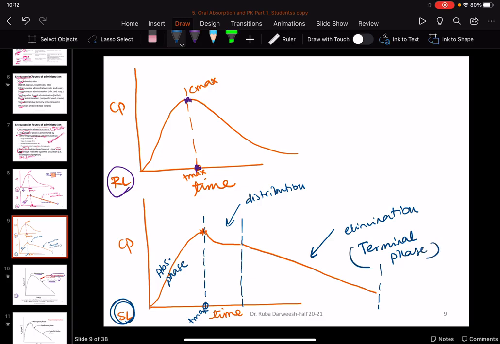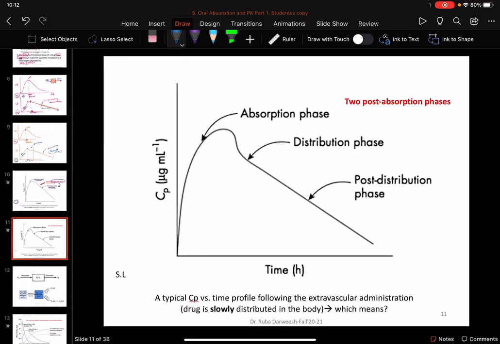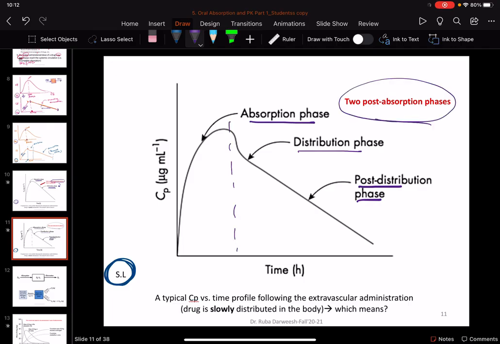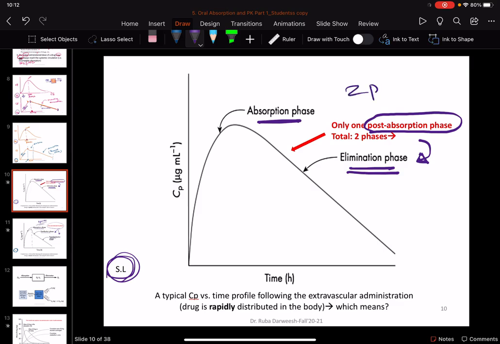Again, this is similar to whatever you have in here, on a semilog profile, and we have the absorption phase, the distribution phase, and again, either the post-distribution phase or the elimination phase. If we are talking about post-absorption phases, you have two, one related to distribution and one to post-distribution. The total phases that you have here is 3 phases, and the total phases that you have here is 2 phases, right? And why do you have it in here?